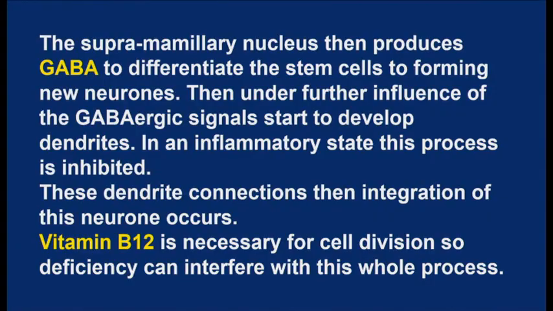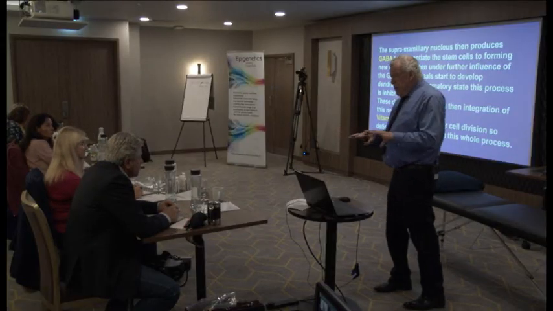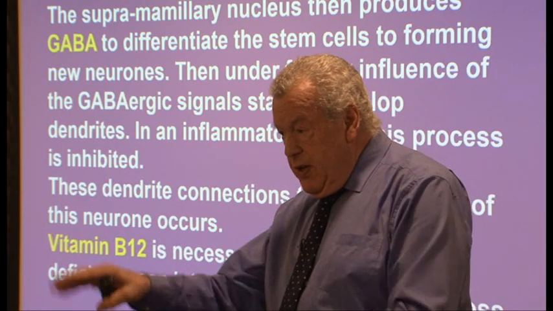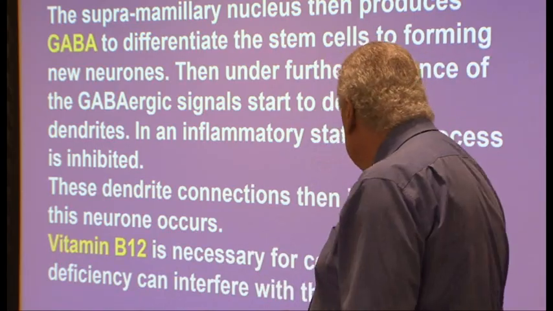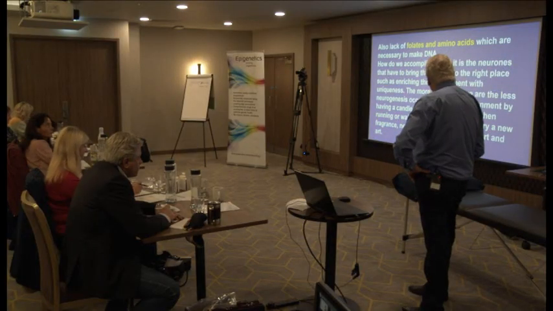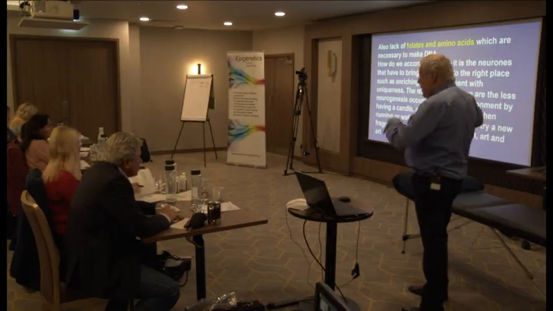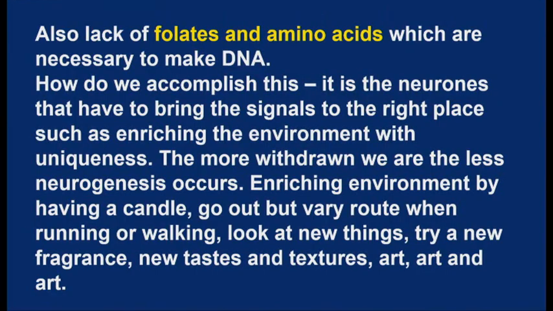So the supramammary nucleus then produces GABA to differentiate stem cells to form new neurons. Then under further developmental influence, GABA signals start to develop. Vitamin B12 is necessary for cell division, so deficiency can interfere with the whole process. We've already met quite a few people who showed a methylcobalamin or adenosylcobalamin need here already. Also lack of folate, and of course lack of amino acids like glutamate, glutamic acid, which are necessary to make DNA.